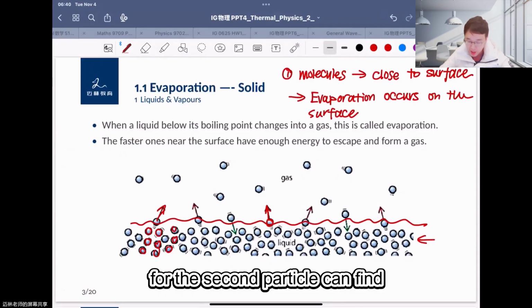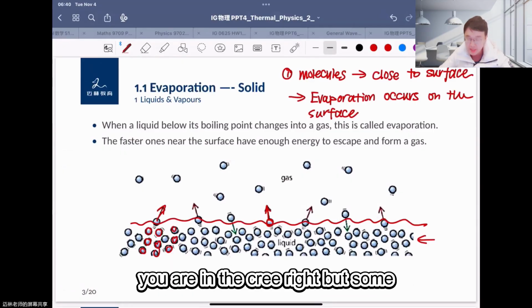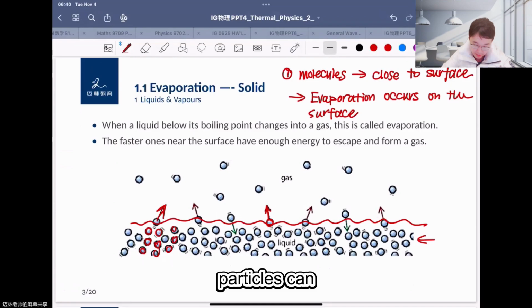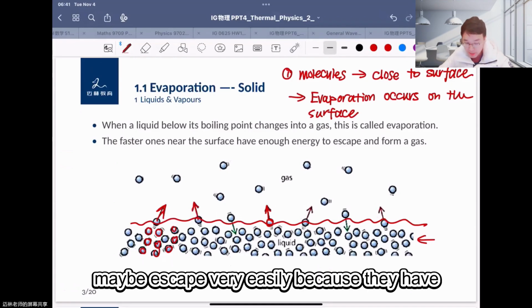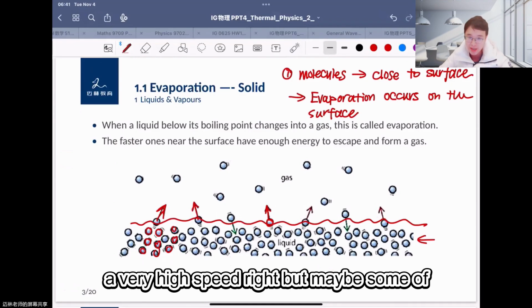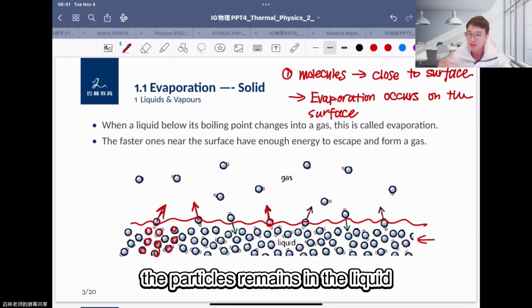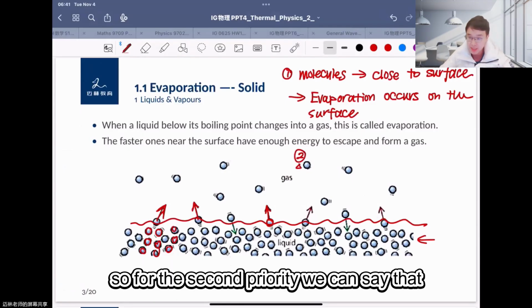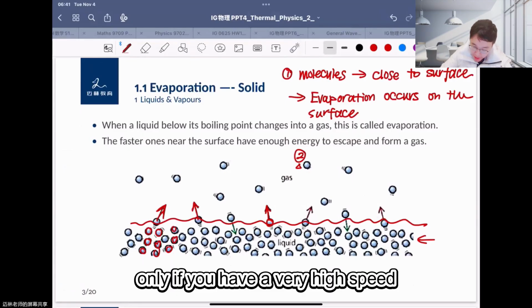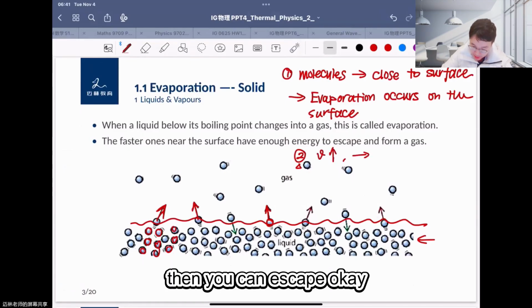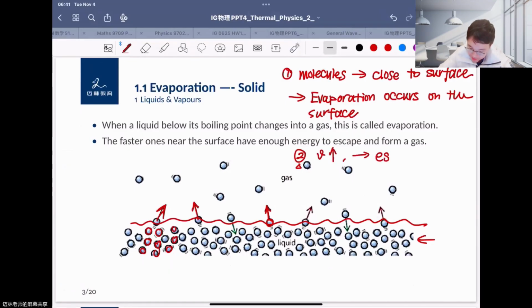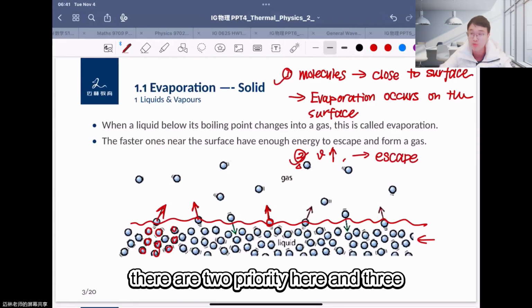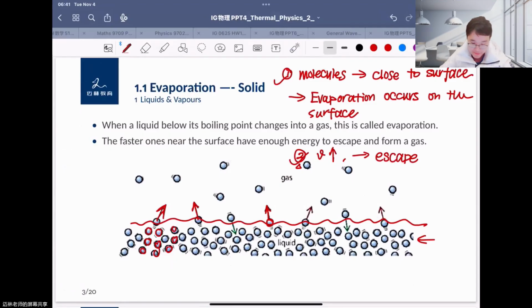And for the second part, maybe you are in the queue, right? But some particles can escape very easily because they have a very high speed, right? But some of the particles will remain in the liquid, okay? So for the second property, we can say that only if you have a very high speed, then you can escape, okay? There are two properties here, and it's very important to remember them, okay?